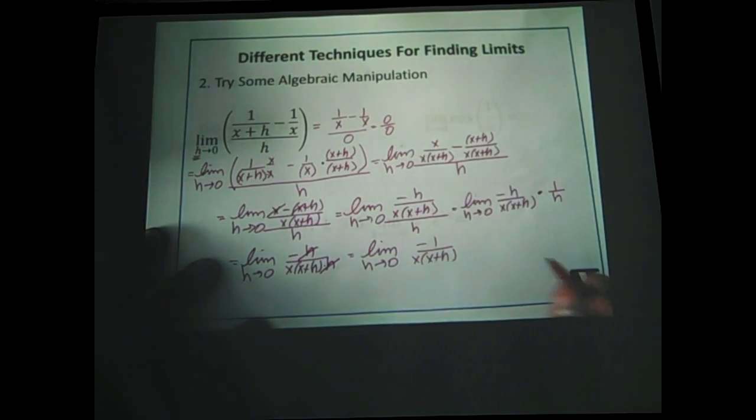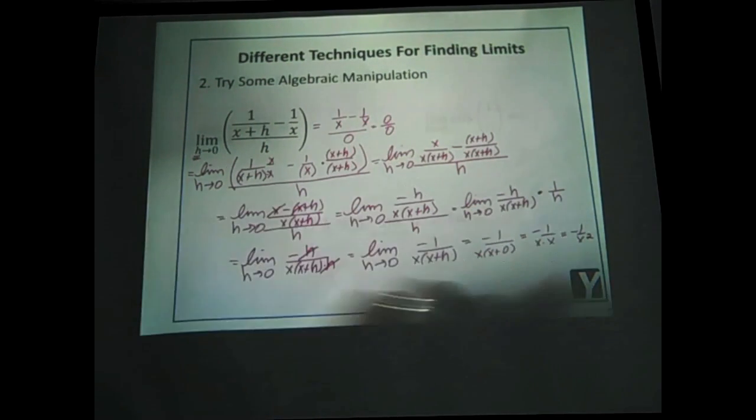Oh my goodness, this is the longest problem we've ever done. Hold on, we're almost there. Now let's take the limit as h approaches 0. Let's plug in the 0. We get negative 1 over x times x plus 0, which is negative 1 over x times x. That is negative 1 over x squared. This right here, my friends, is the final answer.